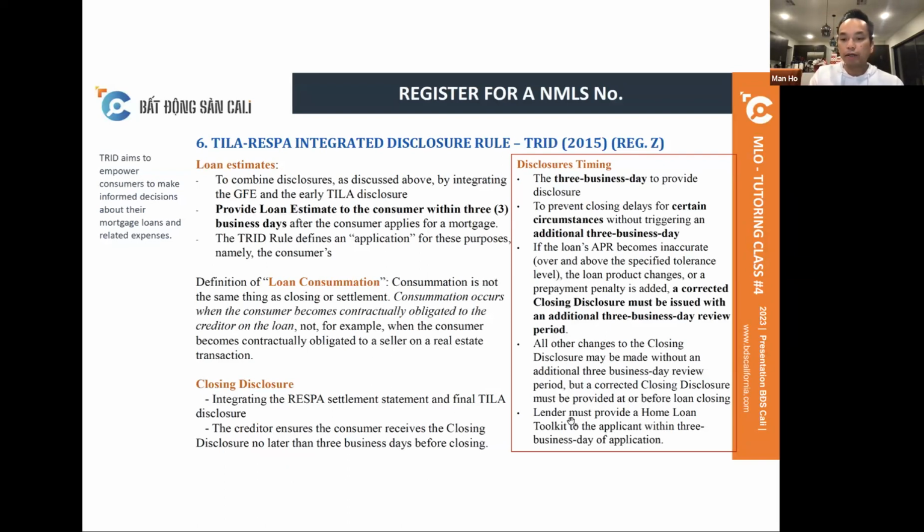The lender must provide a home loan toolkit to the applicant within 3 business days of the application. So the home loan toolkit needs to be provided within 3 days after the application is submitted.